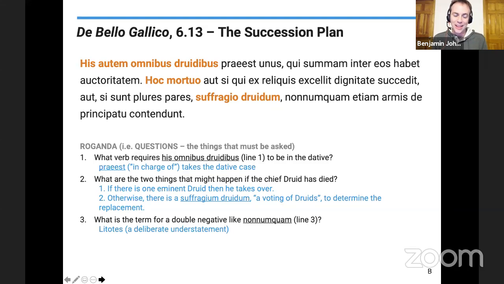And so then they have a vote, which some of you might think sounds familiar if you know anything about how the Pope is chosen. They have this conclave, and there's a vote, and one guy gets it. So the last thing, what's the term for a double negative, like non numquam, which means not never, and not never is like sometimes? That's a litotes. It doesn't have to be a double negative, but this could be a deliberate understatement.